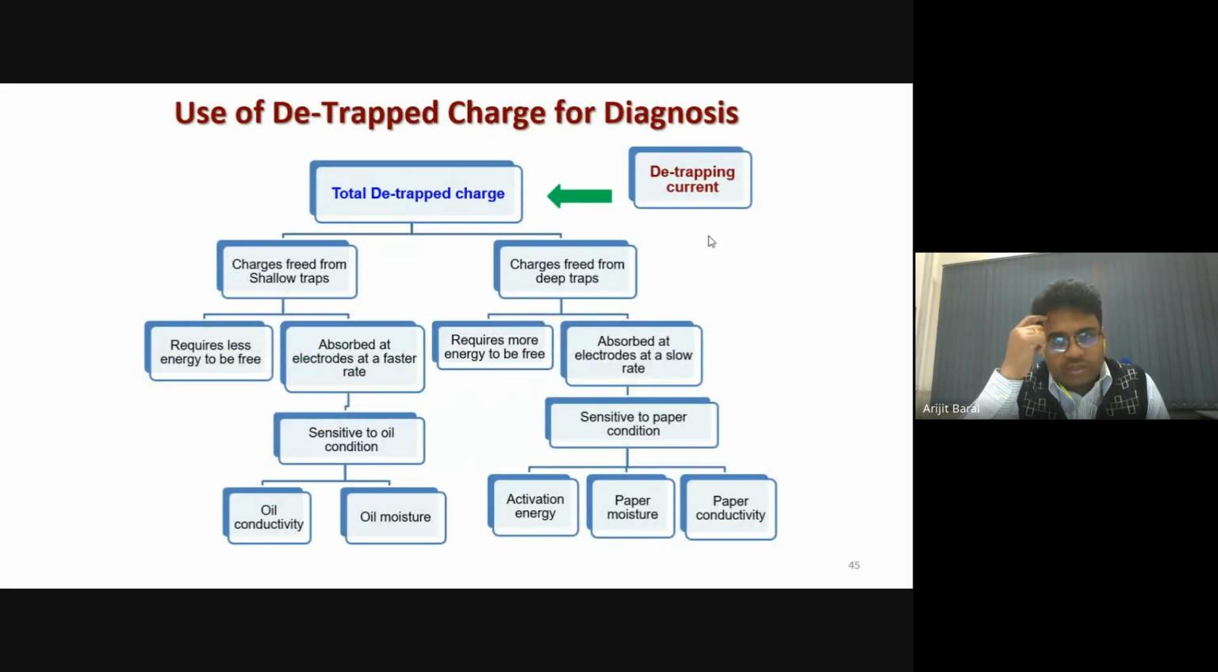So this is important because if you have detrapping current, that means the current which is measured by the electrometer. If by some means, I have skipped the theoretical part, it's present in the presentation, which shows how you can isolate the detrapping current from the polarization current. If you integrate the detrapping current, you will get what is known as detrap charge.